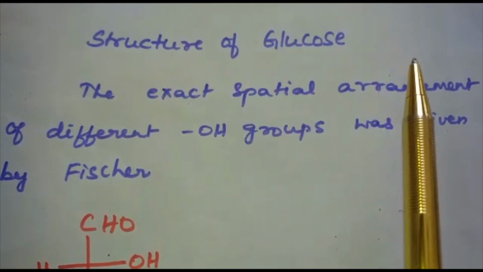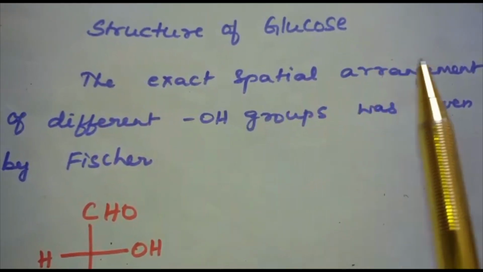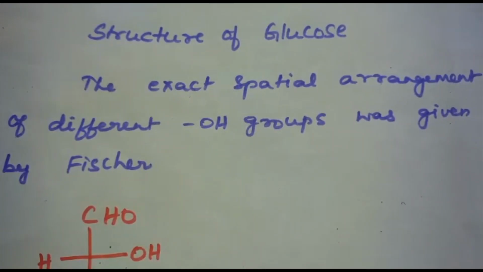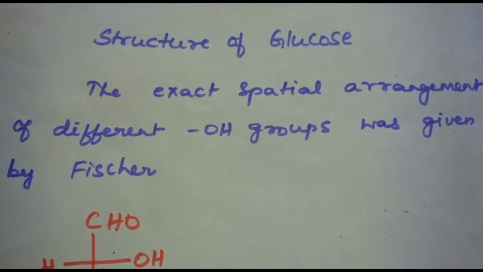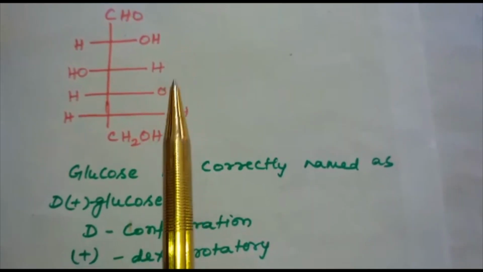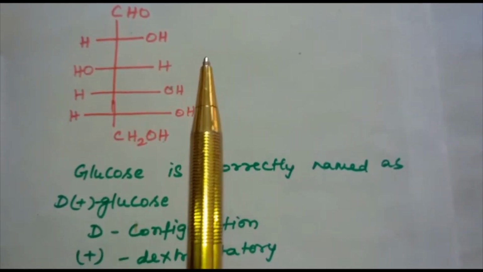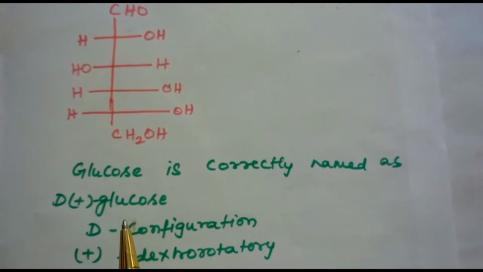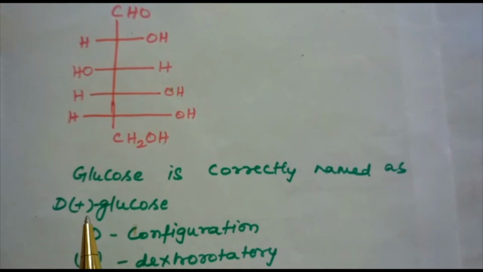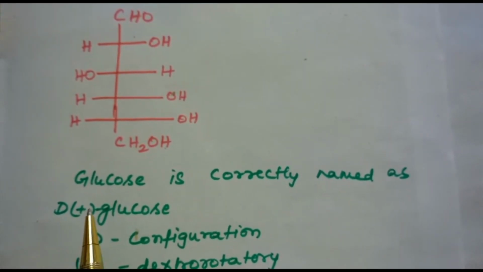In today's segment, I'll be discussing the structure of glucose. The exact spatial arrangement of the different OH groups was given by Fischer after studying many properties. This is the configuration of glucose. Configuration means the 3D arrangement of species in space. Glucose is correctly named as D plus glucose. D before the name of glucose represents the configuration, whereas plus represents the dextrorotatory nature of the molecule.